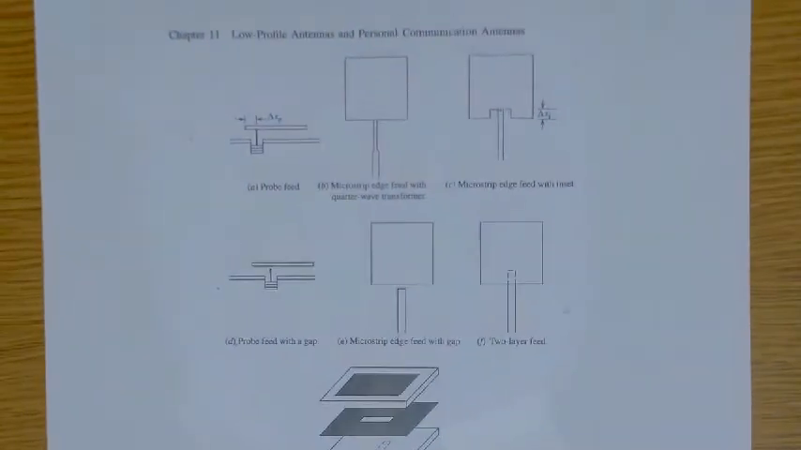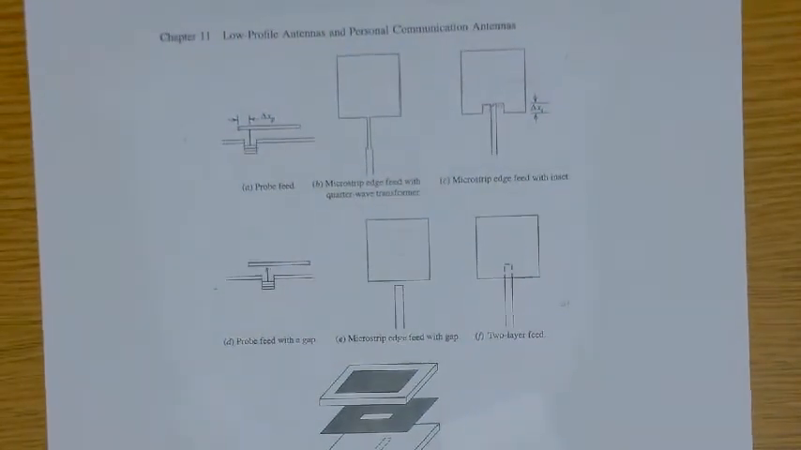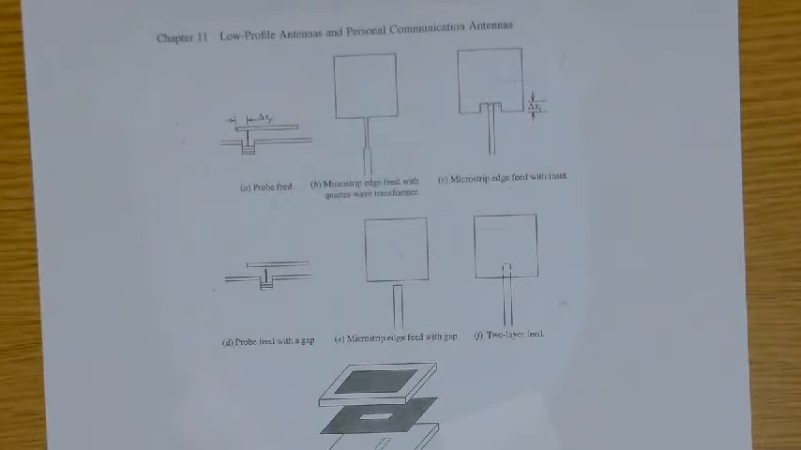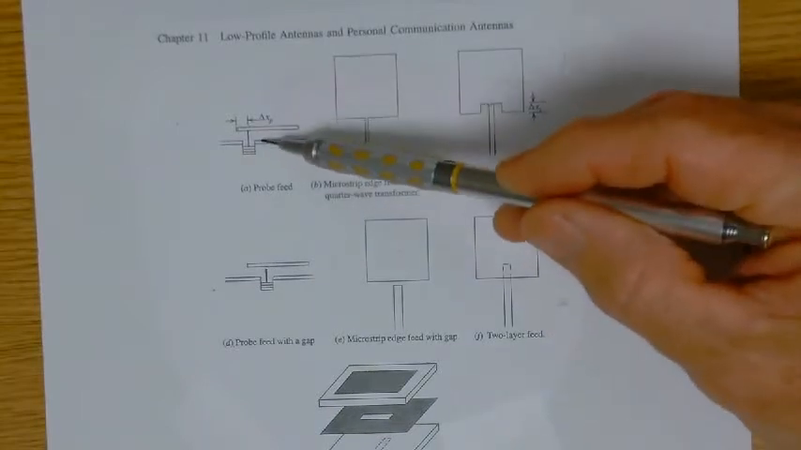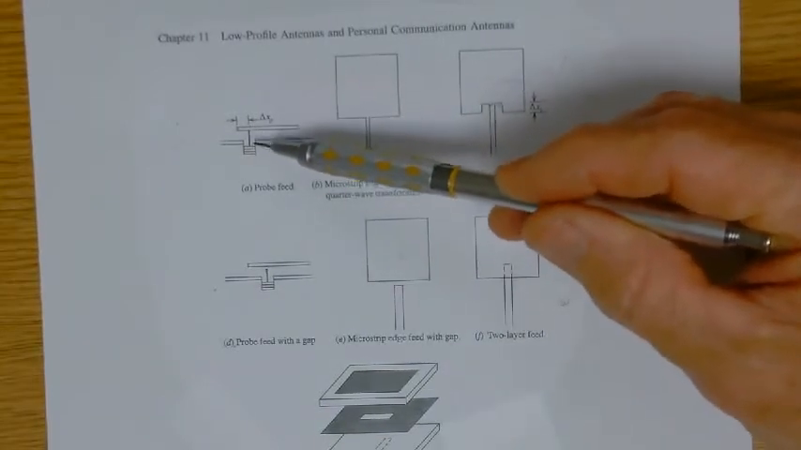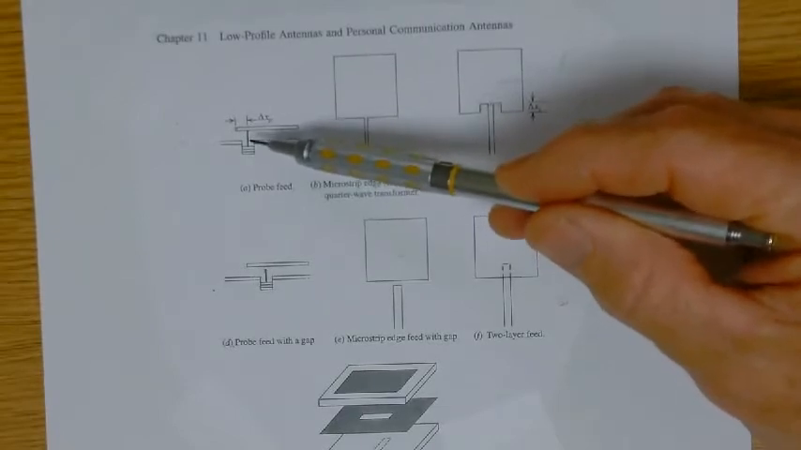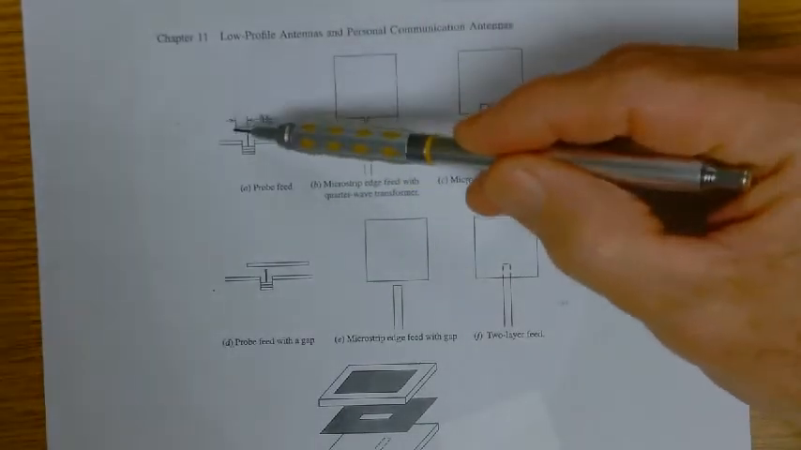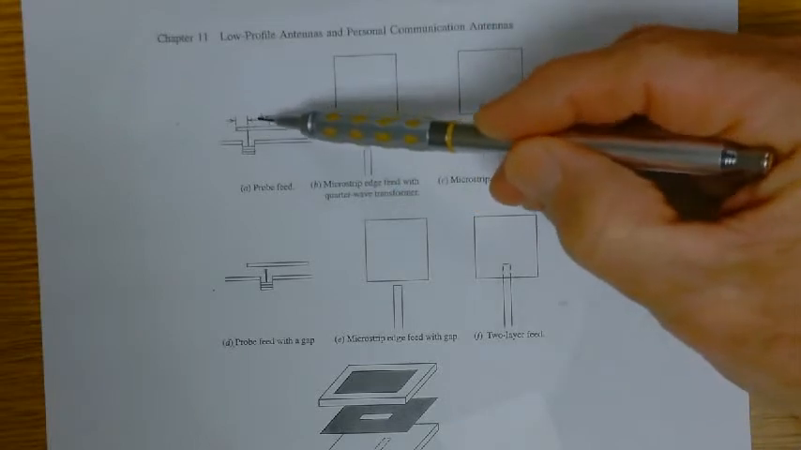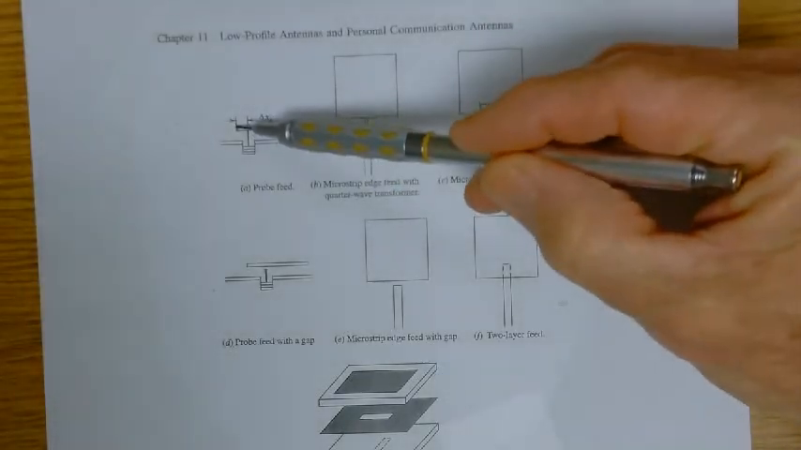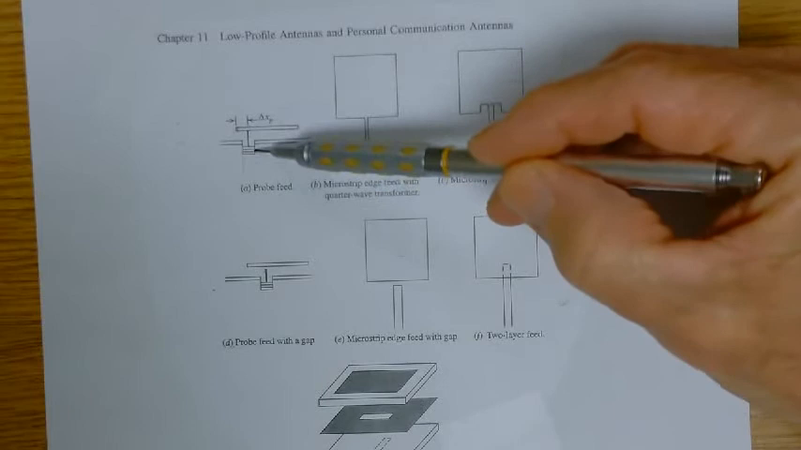So let's take a look at different kinds of feeds. As I mentioned earlier, here's a probe feed. And so here we're moving the probe in a length delta X from the edge. So this is a coax down here.